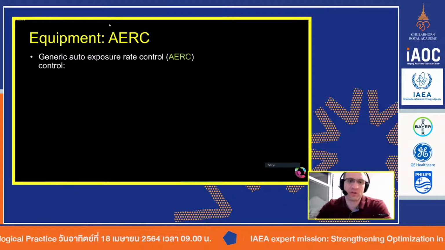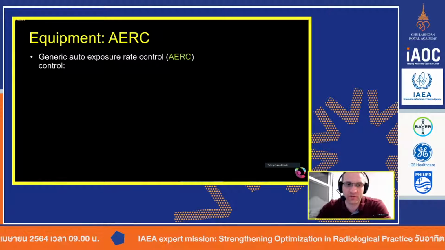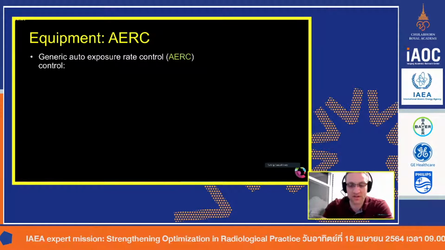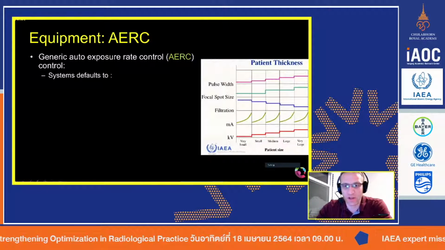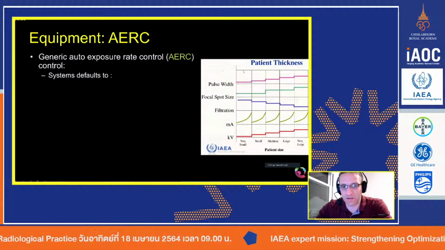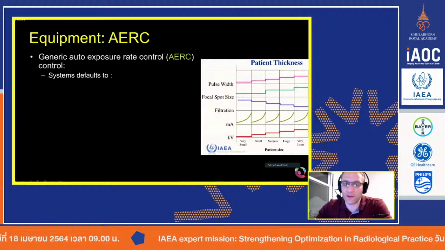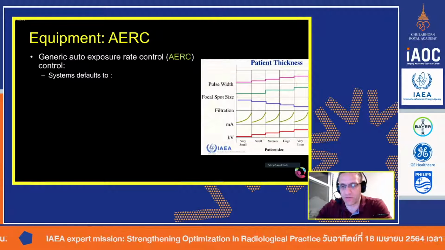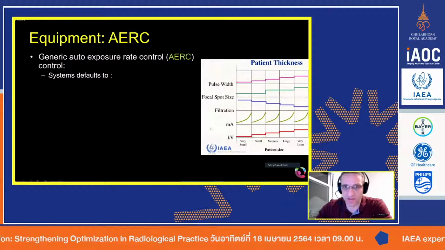Now, let's put this all together. The AERC, the auto exposure rate control. We don't have the knobs to twist. The system does this all automatically. So how does the system do it? The IAEA put together this nice little infographic, so I'm going to refer to this. There are some fundamental principles that we always need to know and account for to create an image. I'll explain each of these as we go forward.